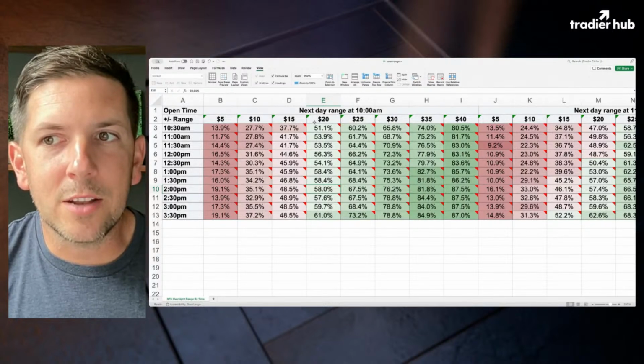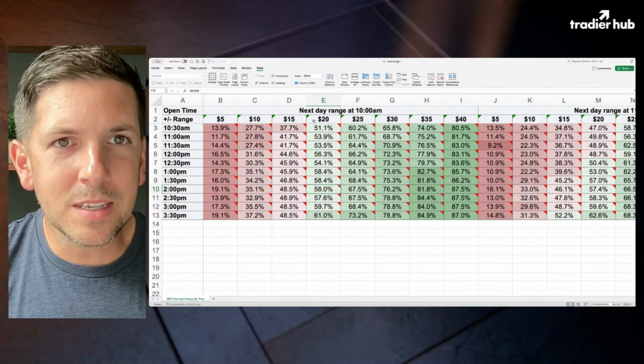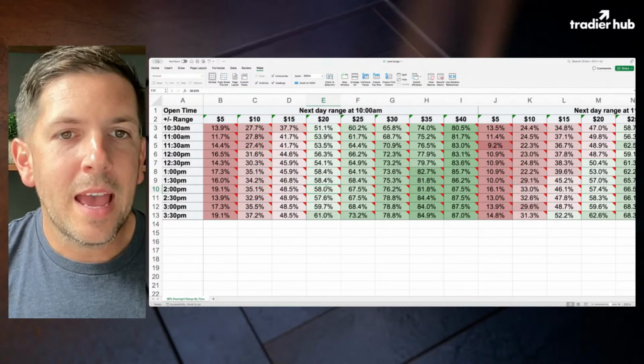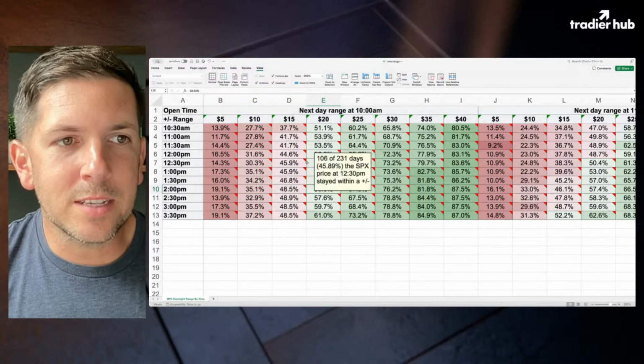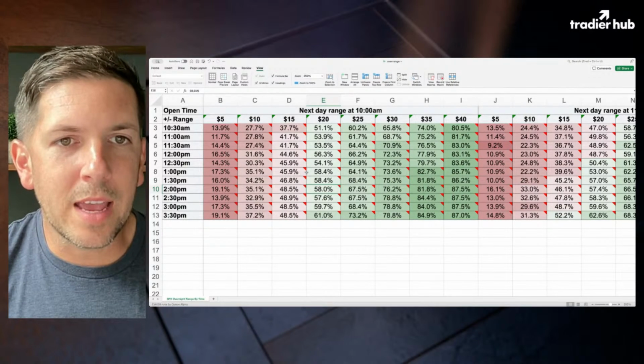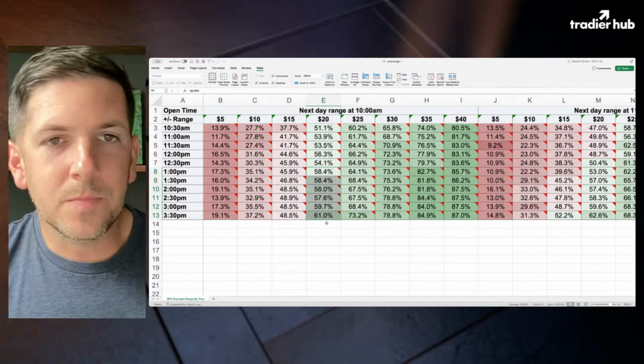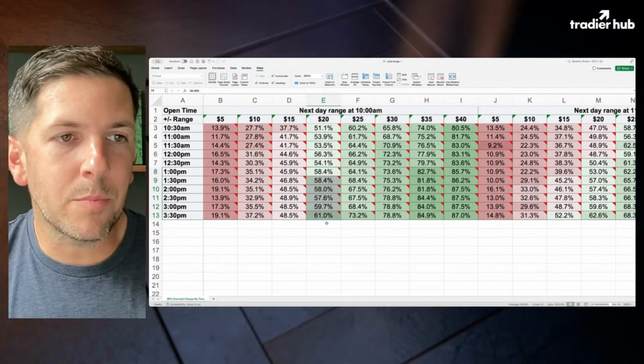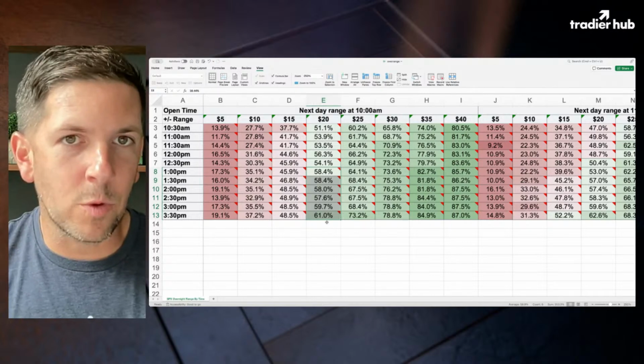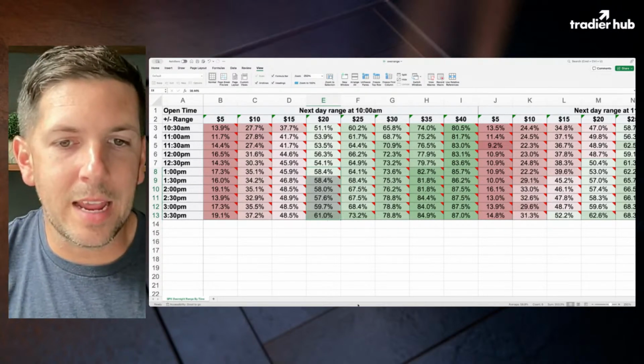This is the next trading day at 10 a.m. And again, this would be if you entered a position, let's call it 12 or 1 o'clock and after, you'd probably find yourself in a range where the market is, call it 58, 60% probability of landing within $20 the next morning at 10 a.m.